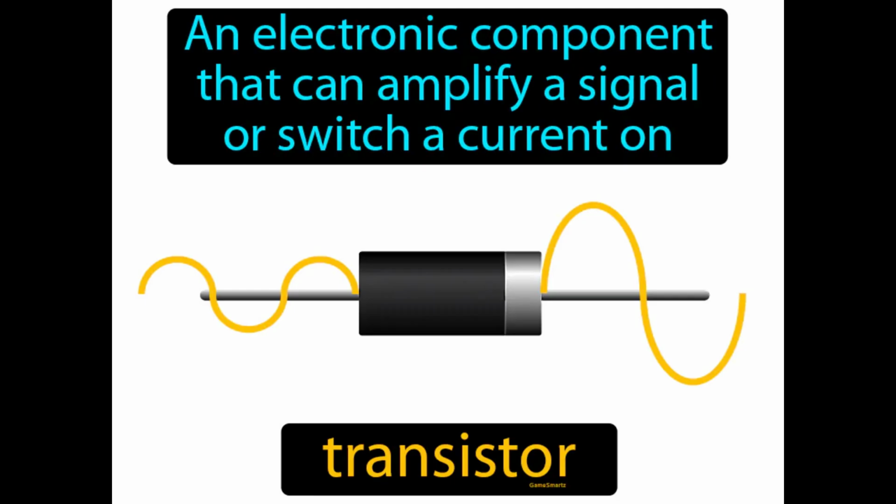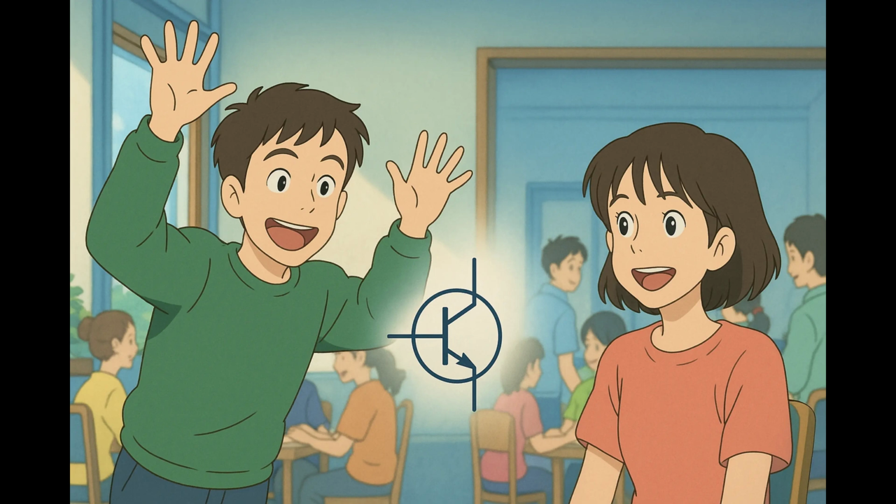An electronic component that can amplify a signal or switch a current on. Transistor. A transistor is a tiny device used in electronics to control the flow of electricity, like a gatekeeper for electric signals. Imagine you're trying to get your friend's attention in a noisy room by waving your hands.